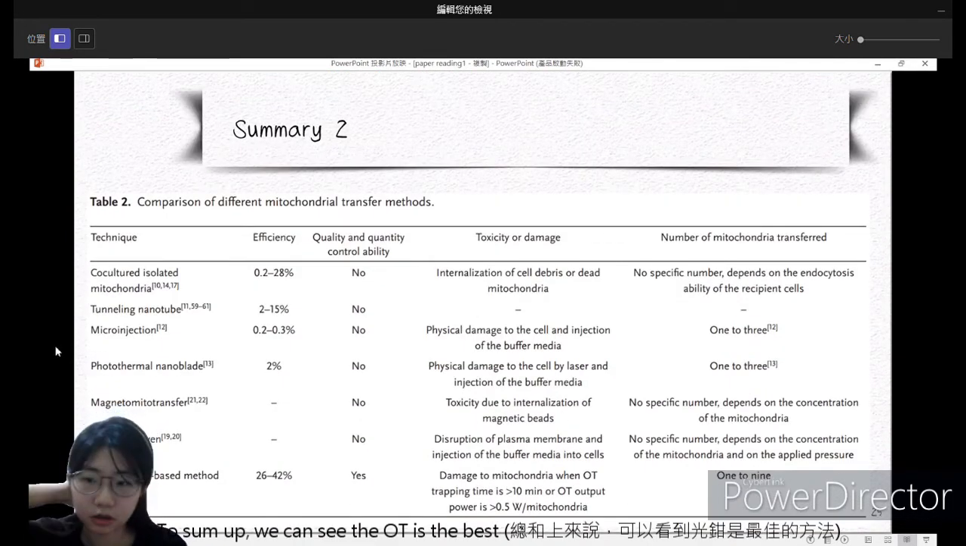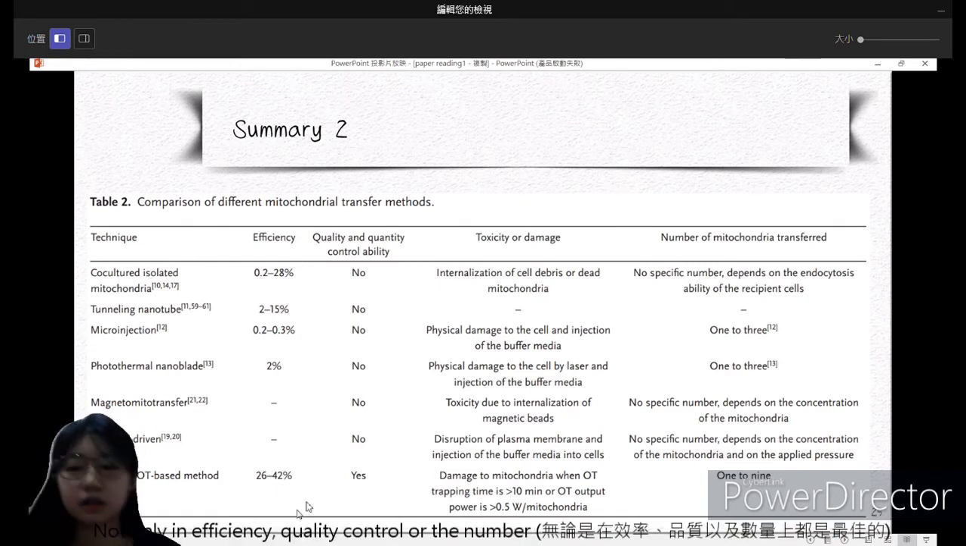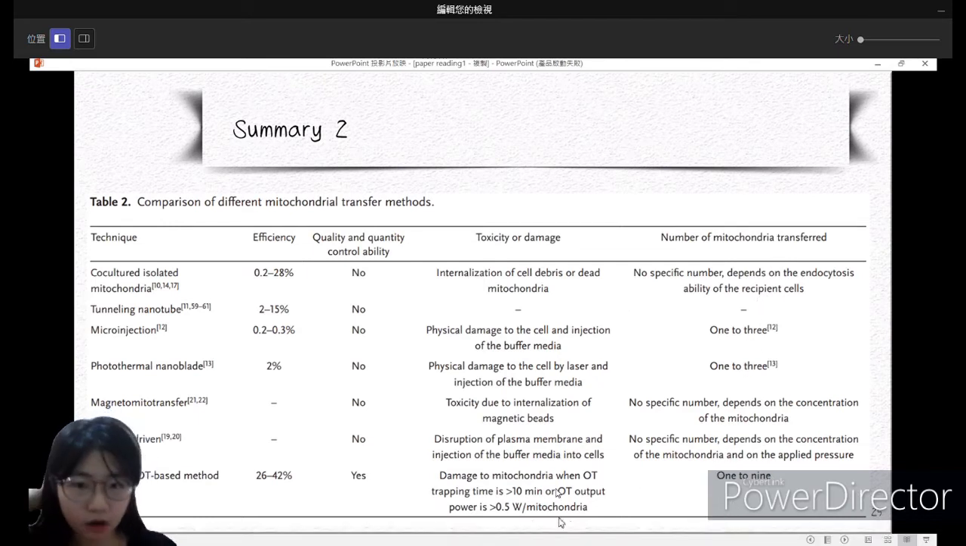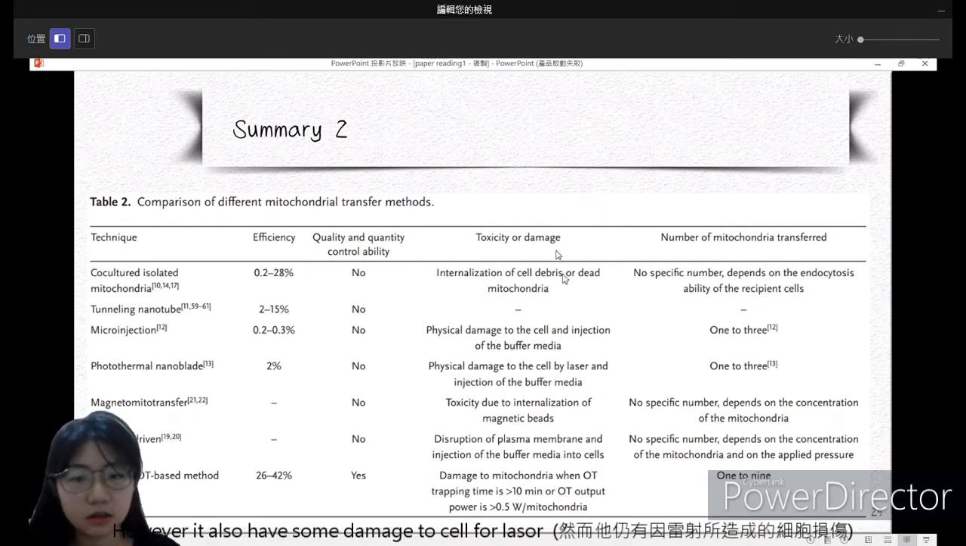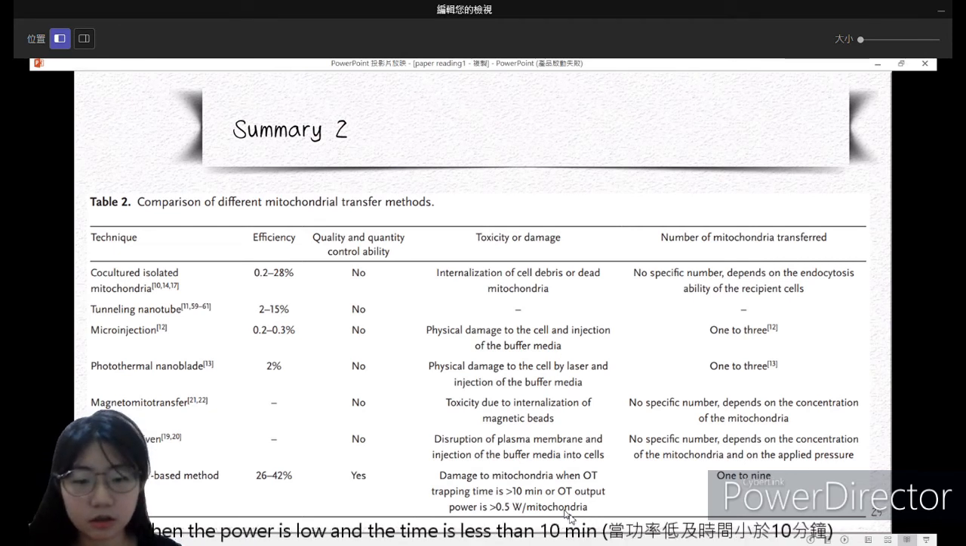So to sum up, we can see the optical tweezer is the best, not only in efficiency, quantity control, or the number they could control. However, it also has some damage to cells from the laser. But they could control the time and the power. When the power is low and the time is less than 10 minutes, it won't harm the cells.